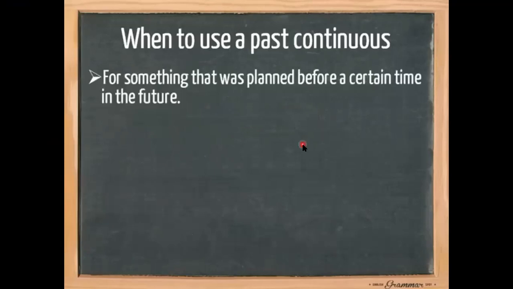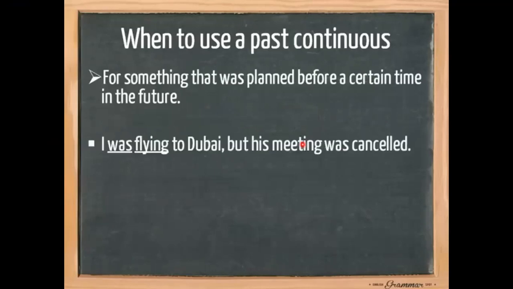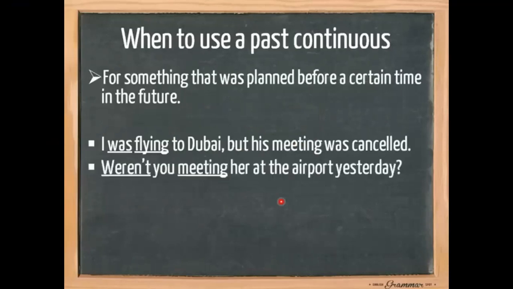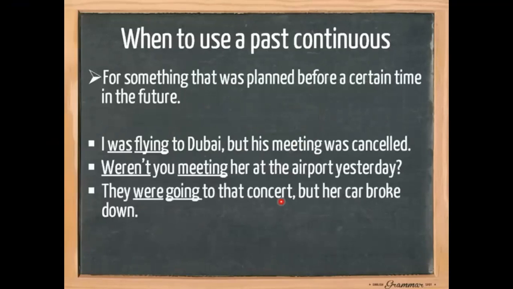We also use a past continuous for something that was planned before a certain time in the future. For example, I was flying to Dubai, but his meeting was cancelled. Weren't you meeting her at the airport yesterday? They were going to that concert, but her car broke down.